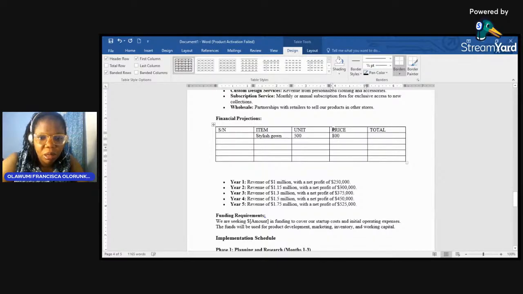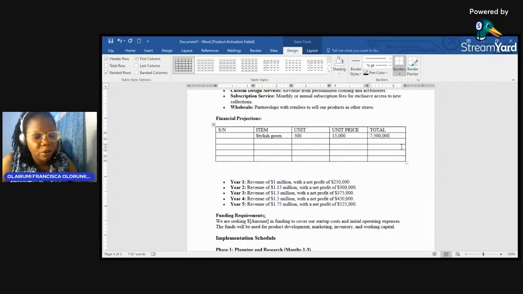So let me include the unit price, and you plan to sell each one of them for say 15,000. That's a whopping amount of money. So you're going to say 15,000, then you multiply 15,000 by 500. Remember, this is a projected sales, a financial projection. So 15,000 multiplied by 500 units. Wow, that's like 7.5 million naira. You ask me, that's a lot if you apply for this grant, which is still fine. It's possible with the right marketing strategies, with the right PR team in place. This is possible.